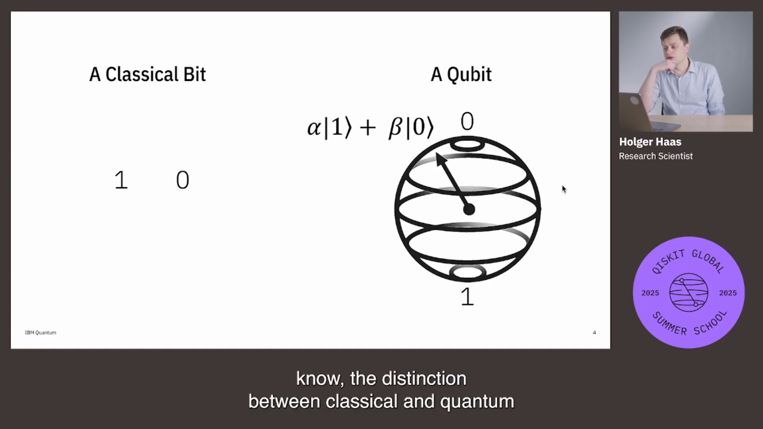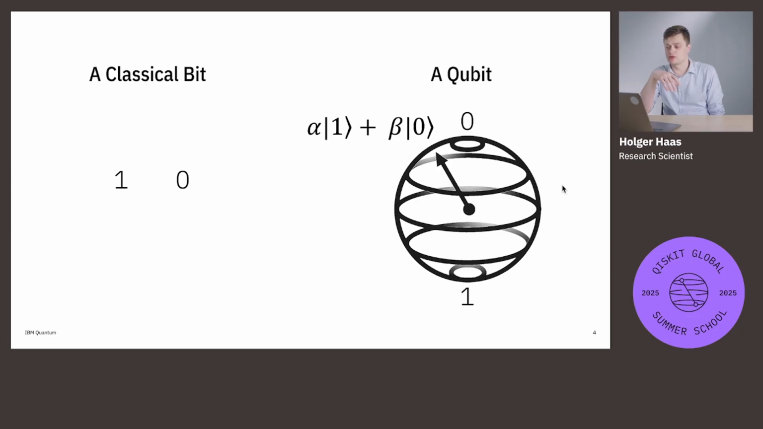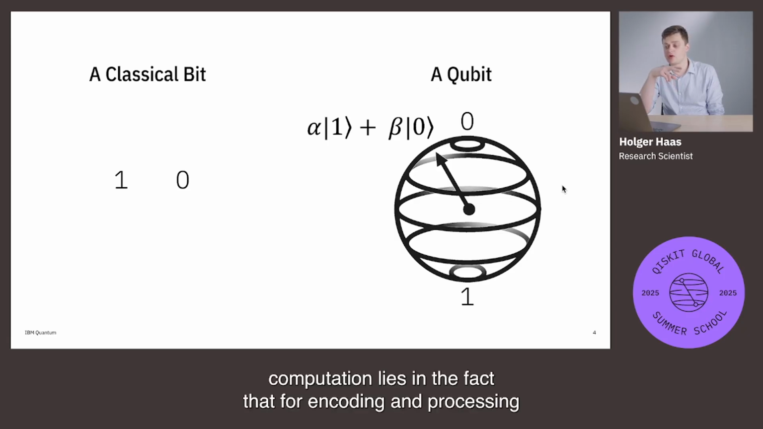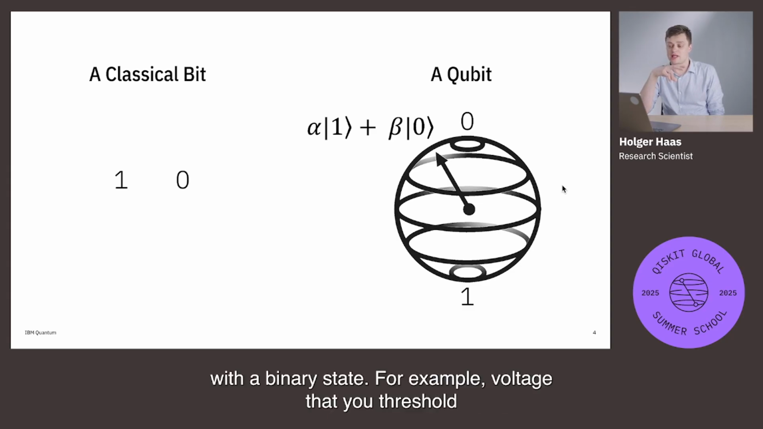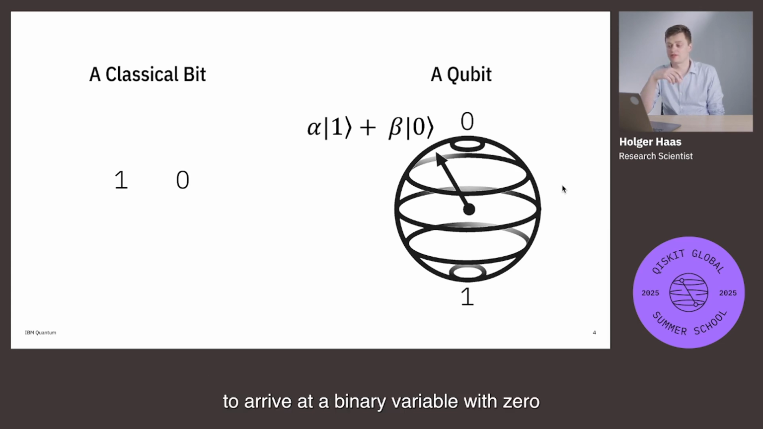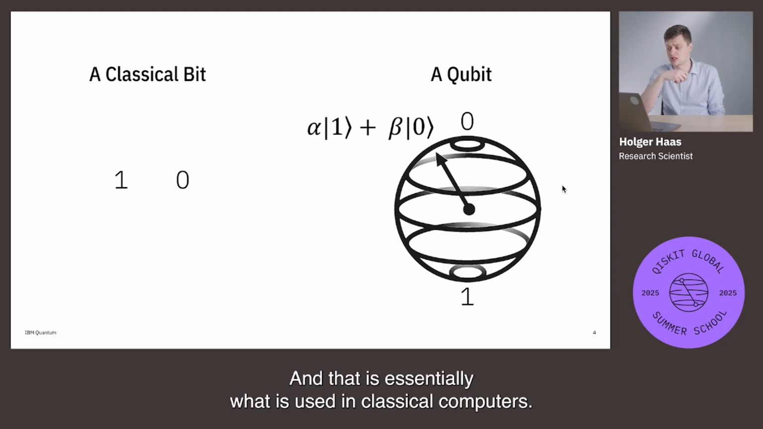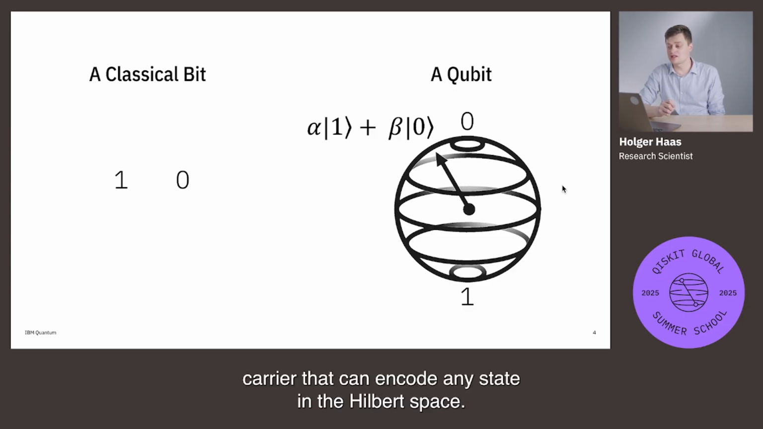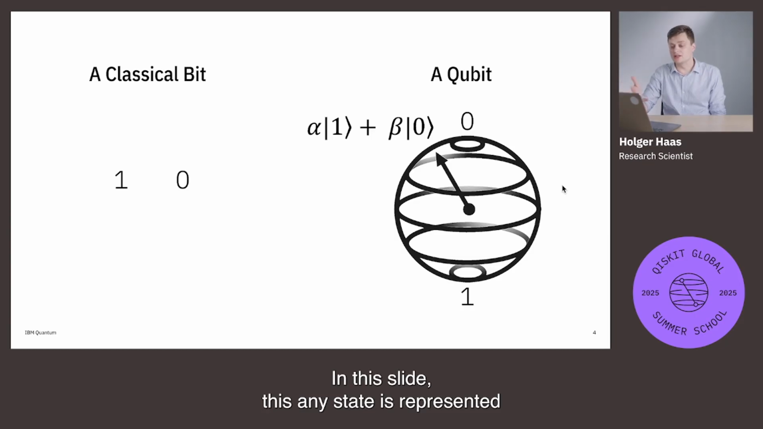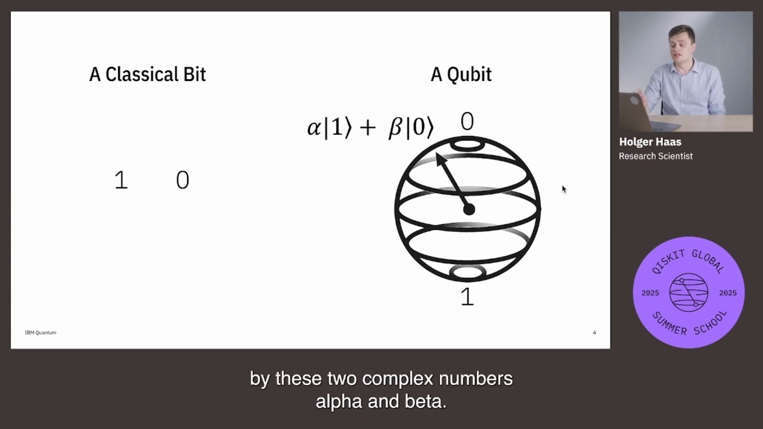As you might already know, the distinction between classical and quantum computation lies in the fact that for encoding and processing classical information, you need an information carrier with a binary state. For example, voltage that you threshold to arrive at a binary variable with 0 and 1 state will suffice. And that is essentially what is used in classical computers. For quantum computation, however, you need an information carrier that can encode any state in the Hilbert space. In this slide, this any state is represented by these two complex numbers, alpha and beta.